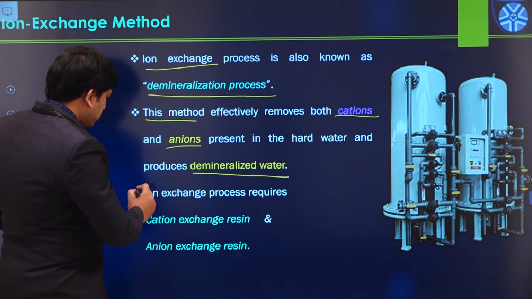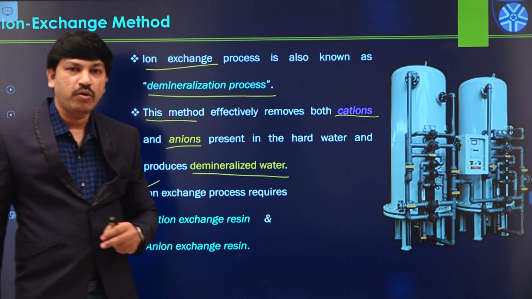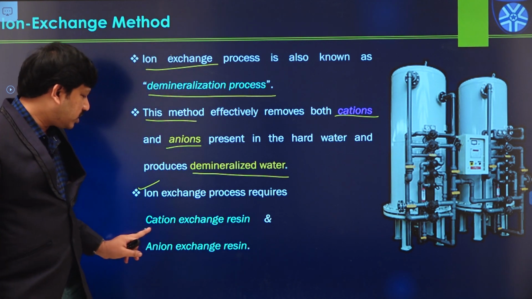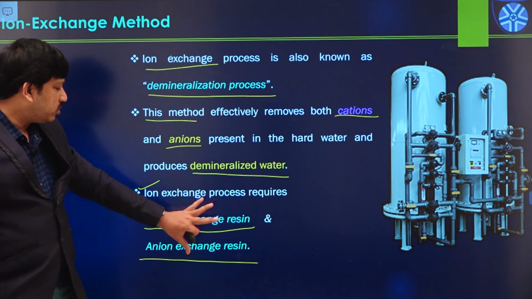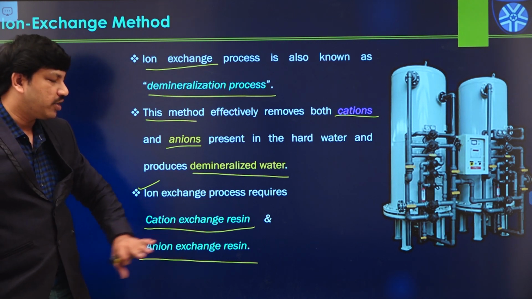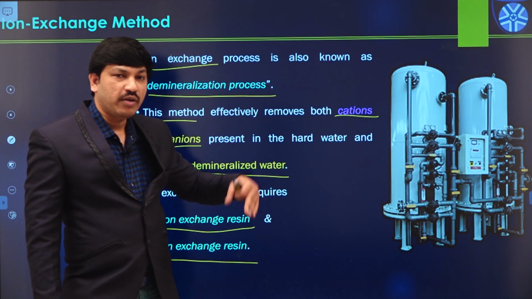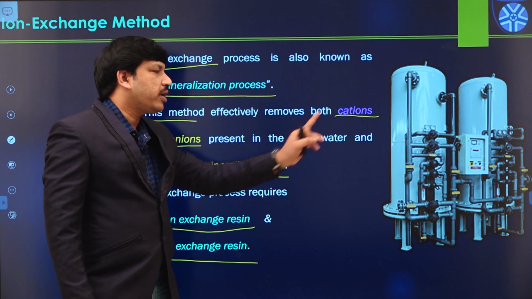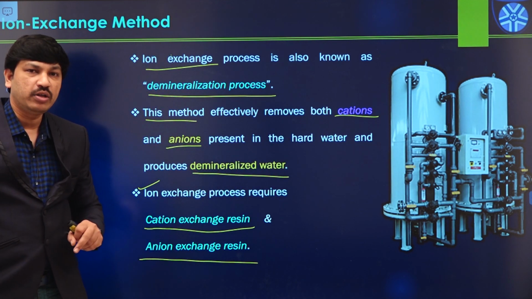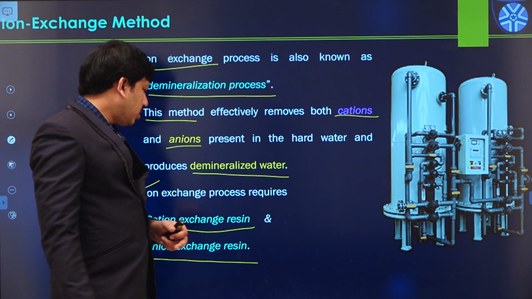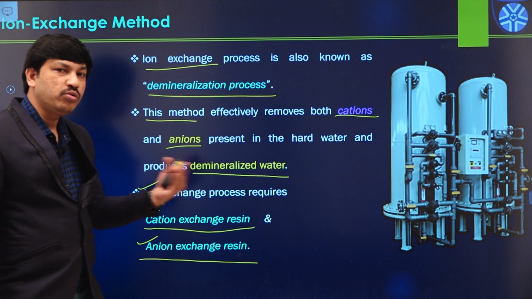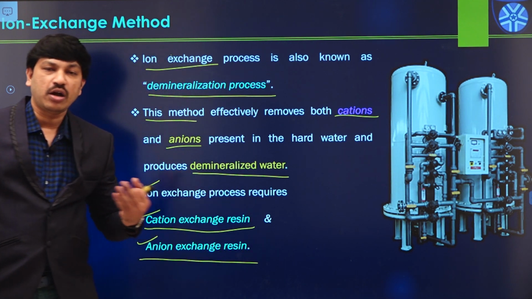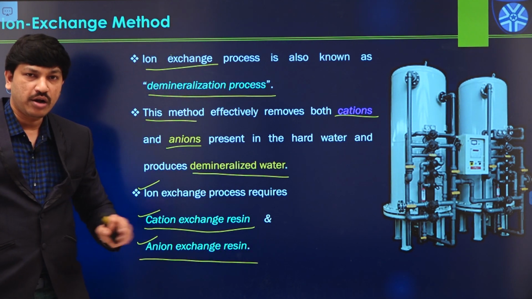The ion exchange process mainly uses two important resins. One is known as cation exchange resin and the other is known as anion exchange resin. By using cation exchange resin and anion exchange resin, this method can effectively remove all types of cations and all types of anions available in the given water sample. Now let us see what a cation exchange resin is, what an anion exchange resin is, and how to synthesize them.